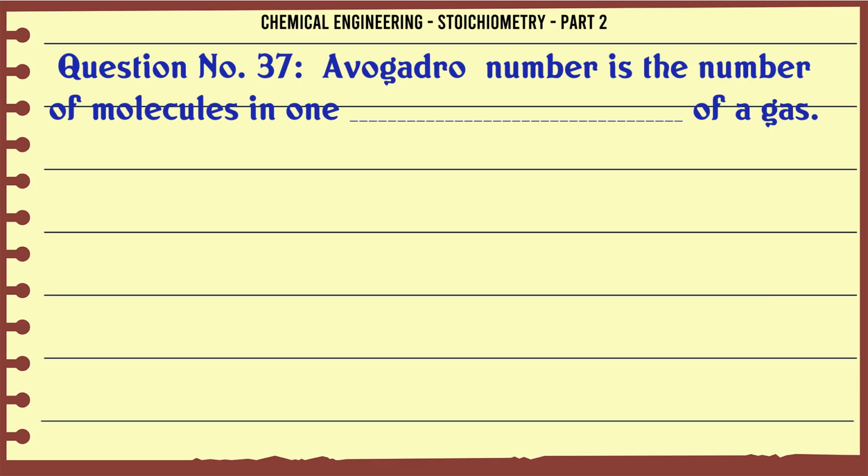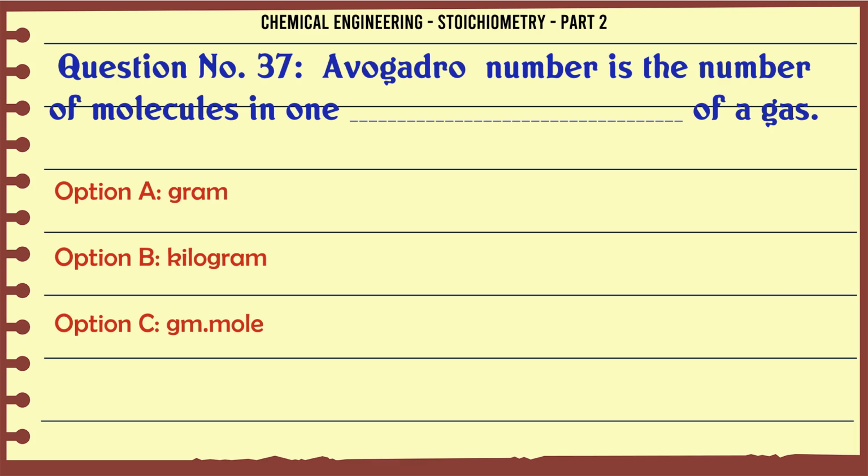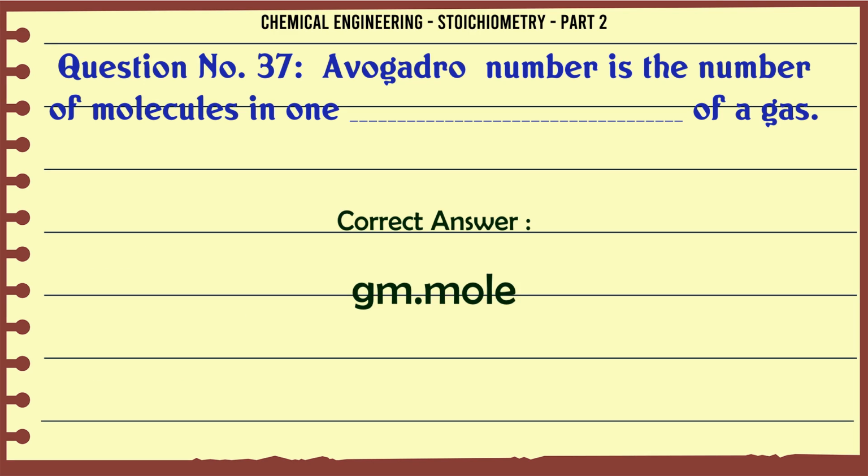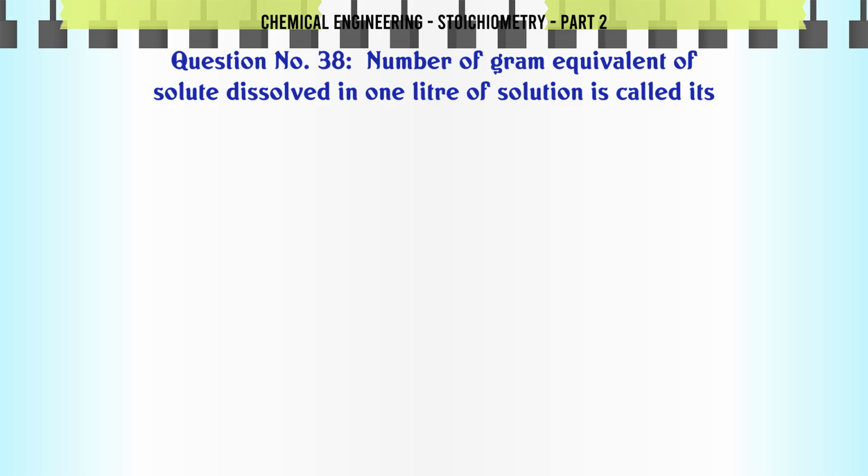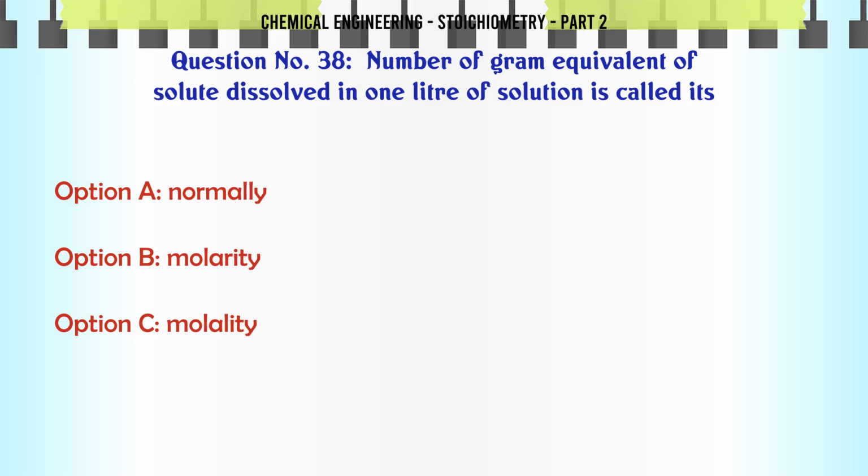Avogadro number is the number of molecules in one of a gas. A. gram, B. kilogram, C. gm.mole, D. liter. The correct answer is gm.mol.